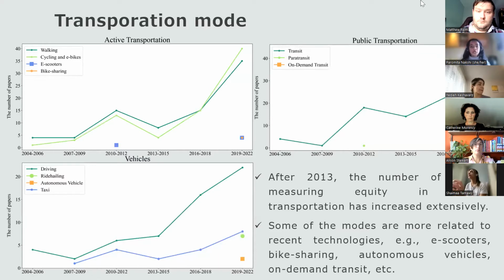Now let's see how all these papers have focused on different types of transportation modes. We have found that after 2013, the number of studies that measure transportation equity in active transportation has increased extensively, as you can see from the graph. And then some of the modes are related to more recent technologies like e-scooters or autonomous vehicles.